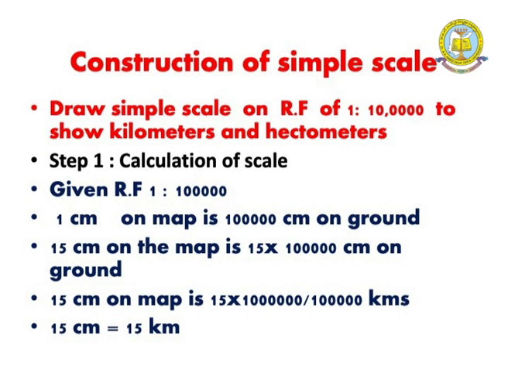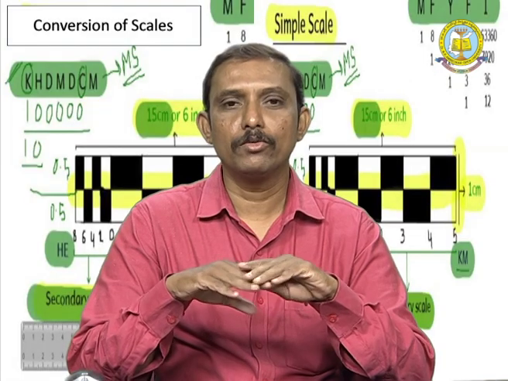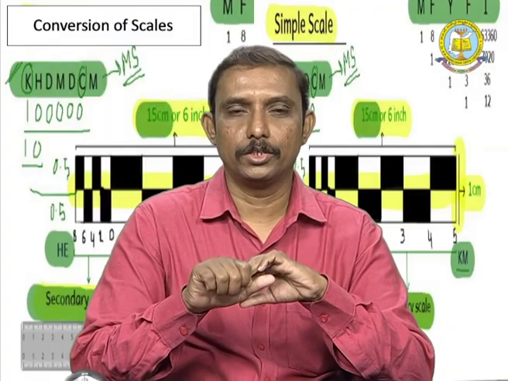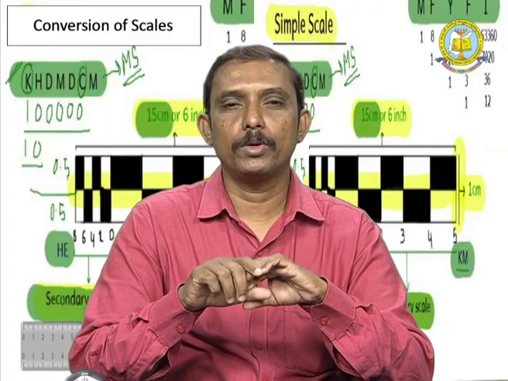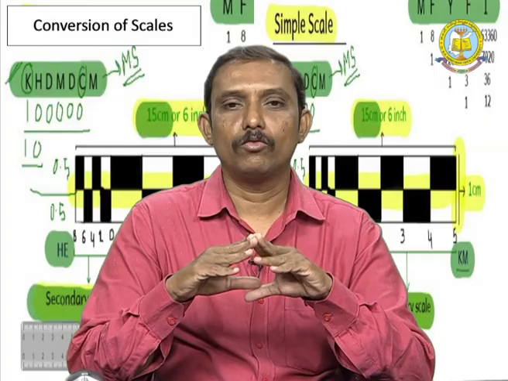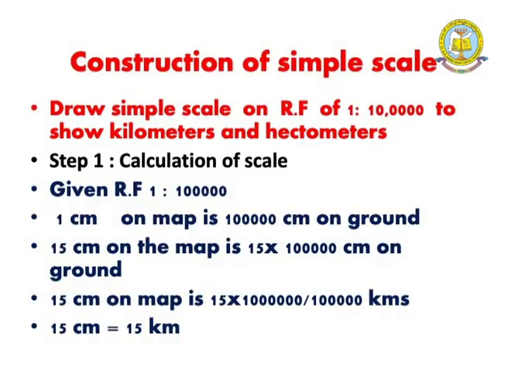Draw a simple scale on RF 1 is to 1 lakh to show the kilometers and hectometers. We have to draw a scale so that it can show the kilometers and hectometers. Whenever the terms kilometer and hectometer come into the picture, it is the metric system. In a metric system, you have to prepare the scale. The value of RF is given 1 is to 1 lakh. What it means? 1 unit on a map is equal to 1 lakh units on the ground.